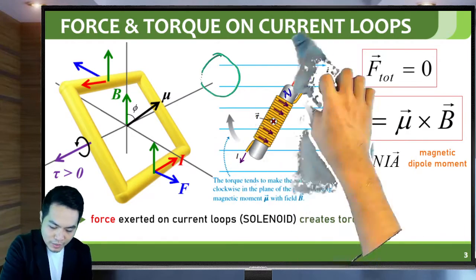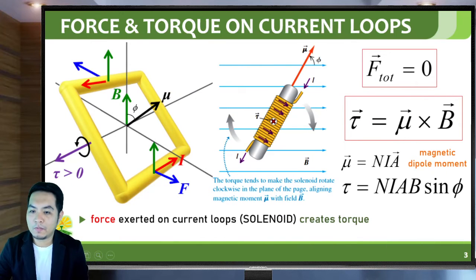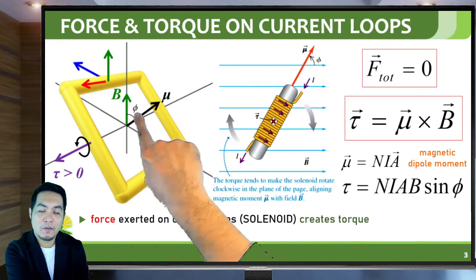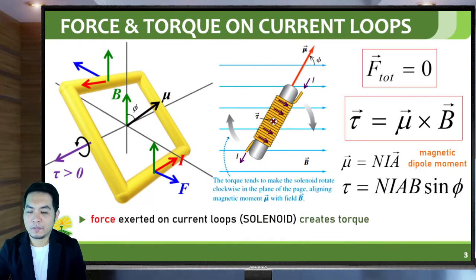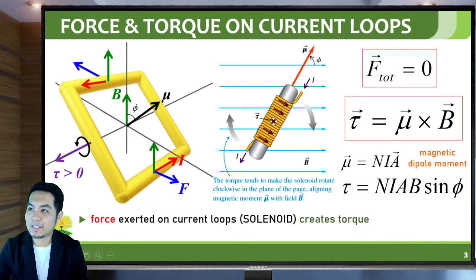From here, we can now solve for the magnitude of the torque as just the magnitude of the magnetic dipole moment, NIA, times the magnitude of the magnetic field B, times the sine of the angle between the magnetic dipole moment and the magnetic field, which in this case is phi. Again, zero net force on current loops, but the net torque is not necessarily zero.